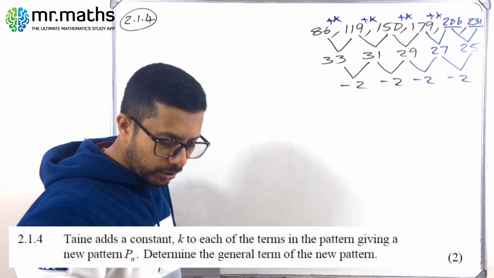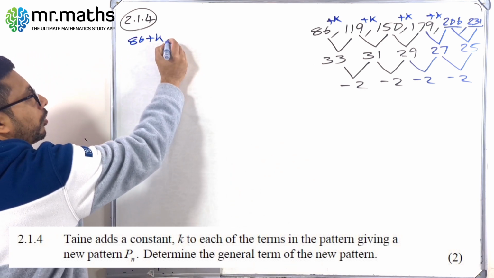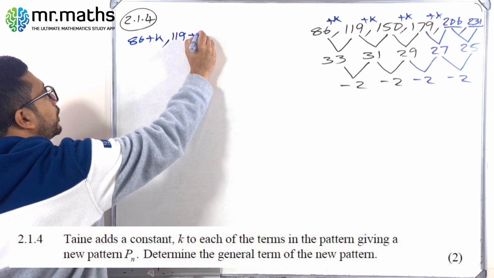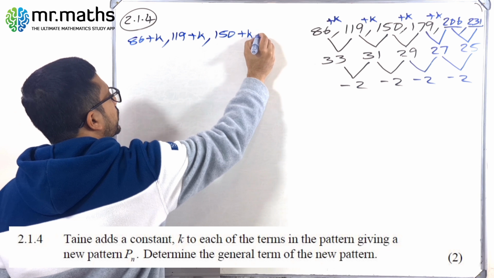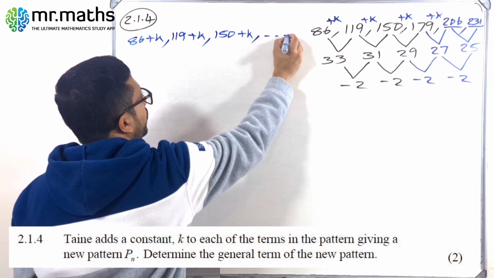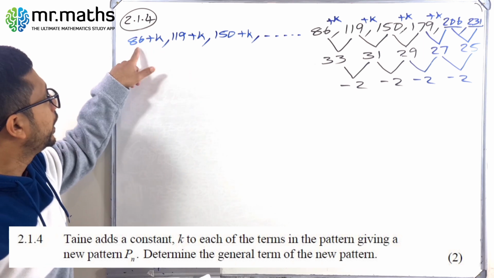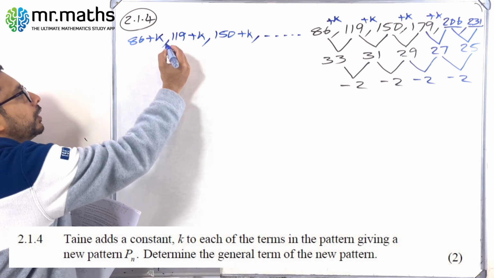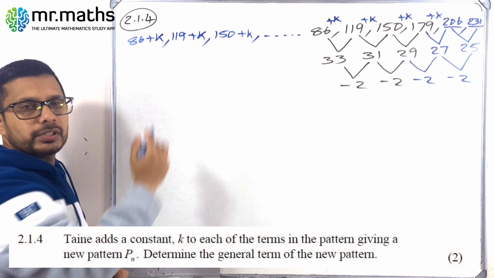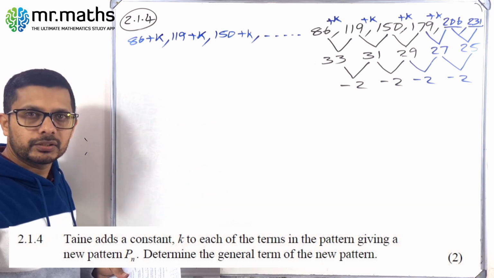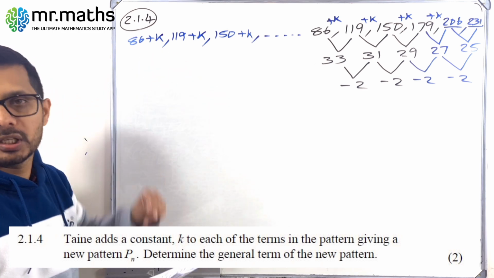You understand? Okay. So what is the new pattern now? 86 plus k, comma 119 plus k, comma 150 plus k, comma 179. It's going like that. Can you see that? Each term he added k. 86 plus k. Okay. Now 119 plus k. Okay. Then 150 plus k, 179 plus k, 206 plus k, like that. Okay. Now what is the question? You have to find the general term of this new sequence.